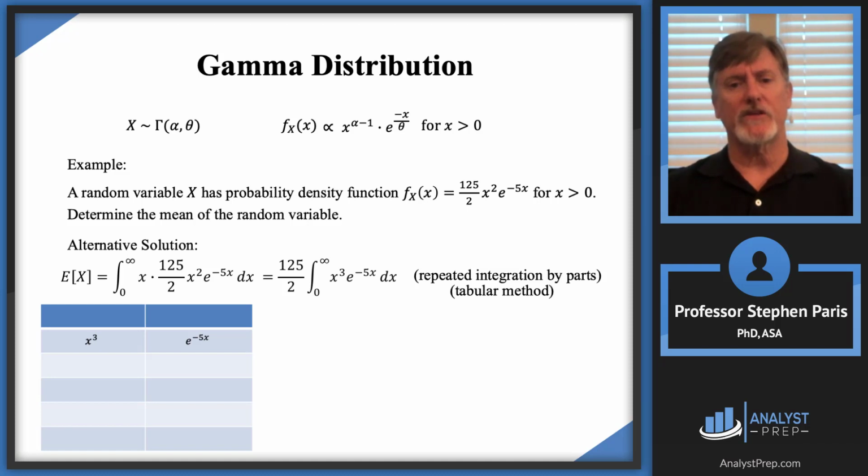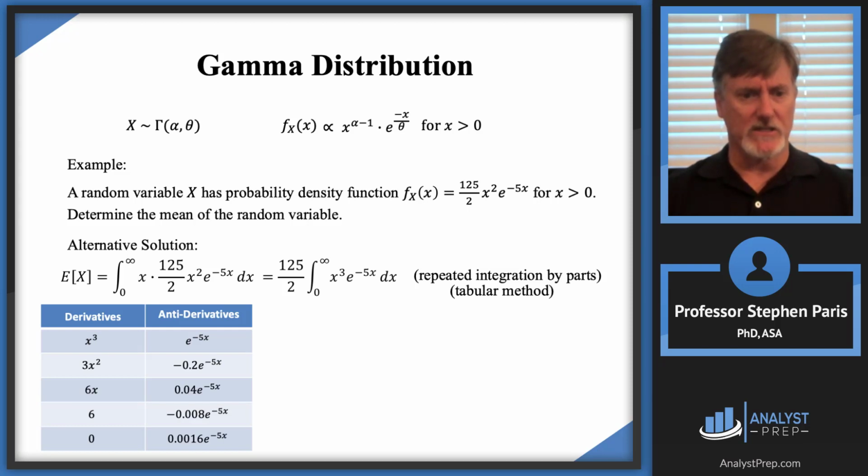The idea with this tabular method is that down the left-hand column you take derivatives, and down the right-hand column you take antiderivatives. The derivatives of x cubed are 3x squared, 6x, 6, and 0. When you get to 0, you can stop taking derivatives. Then the antiderivatives of e to the minus 5x: the simplest would be minus 0.2 e to the minus 5x, then another antiderivative would be 0.04 times e to the minus 5x, and so forth.